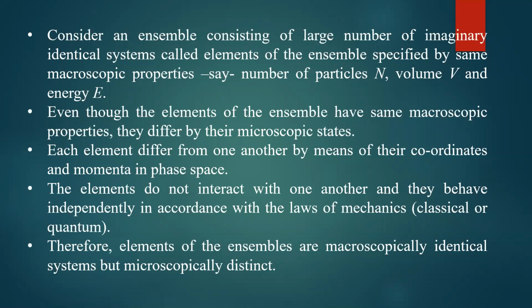Macroscopic properties such as number of particles, volume, and energy are all the same, but the position and momentum give you different microscopic states. So what is an ensemble? It consists of a large number of identical systems which are macroscopically identical but microscopically distinct.